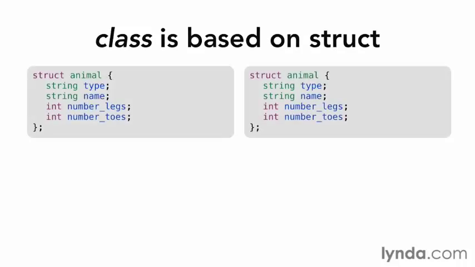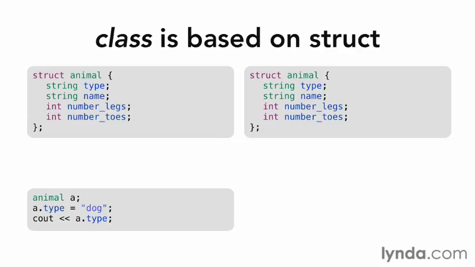C++ classes are based upon the C struct. In fact, a C++ class is identical to a struct with one difference. In a struct, members default to public access, whereas in a class, members default to private access. This matches how they're commonly used. If you're looking to access data members directly, you probably want a struct.